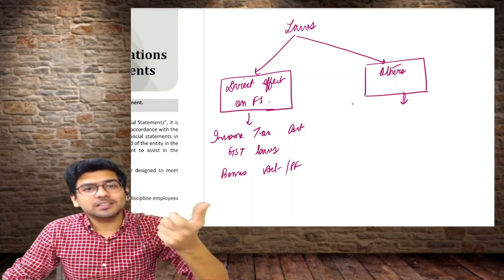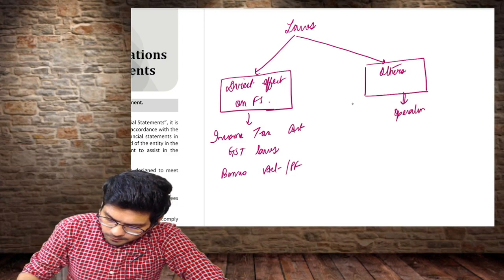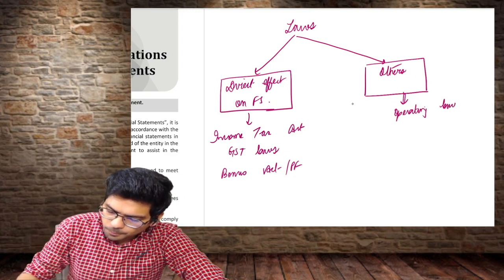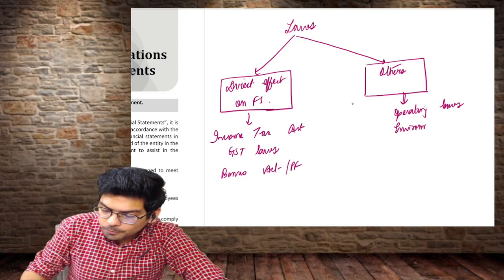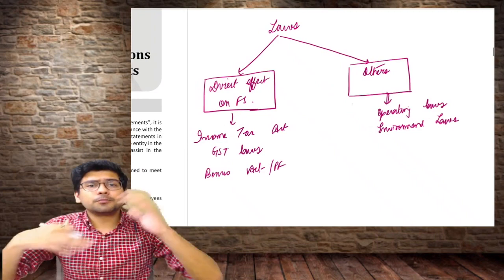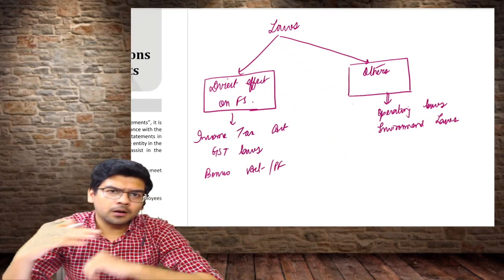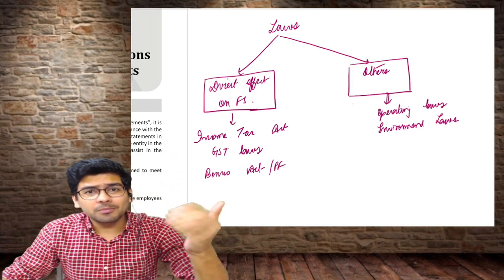So let's say license. I can say operating laws for the operation, or I can say environmental laws with respect to pollution. You are not supposed to pollute, or you are eligible to only emit this much amount of whatever, we have carbon credits, etc.